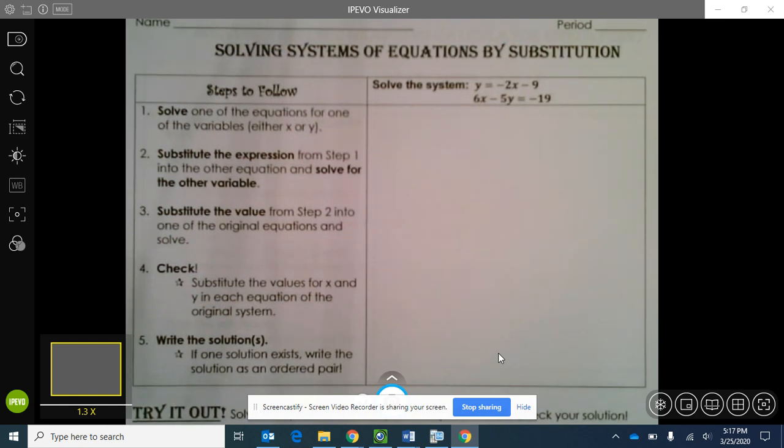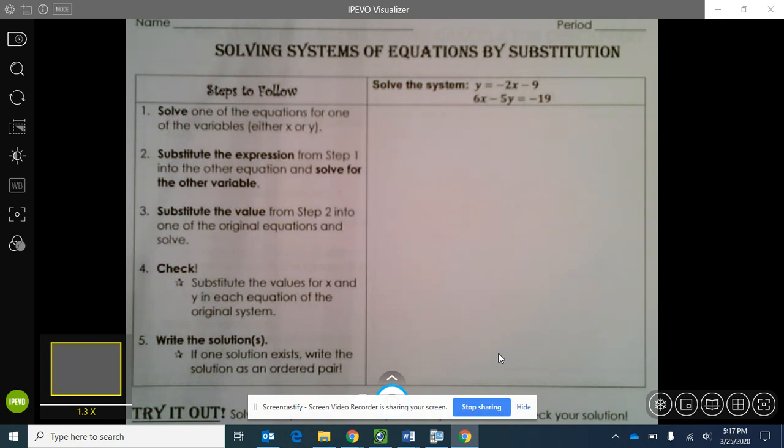Okay, so we've done solving systems of equations by graphing. Now we're going to take a look at the second method, which is substitution. So when you are solving a system of equations by substitution, your first step is to look at both equations. You want one of the equations to either be solved for x or for y.